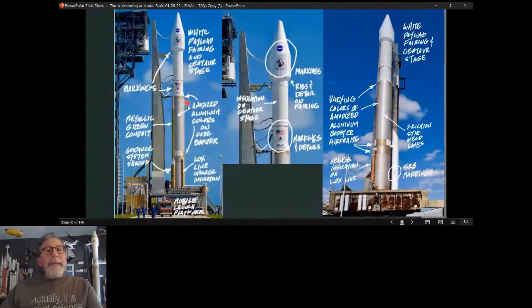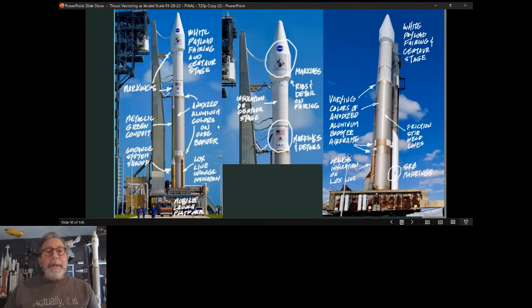Some of the challenges of the model were mainly the anodized aluminum colors of the boosters. If you've ever noticed, the Atlas V has different colors depending on which one it was. It's the anti-corrosion treatment they put on the aluminum. It changes to a copper color over time. If it's fresh out of the factory, it'll look more aluminum colored. If it's been out in the sun and weathering, or aged, it's more of a copper color.